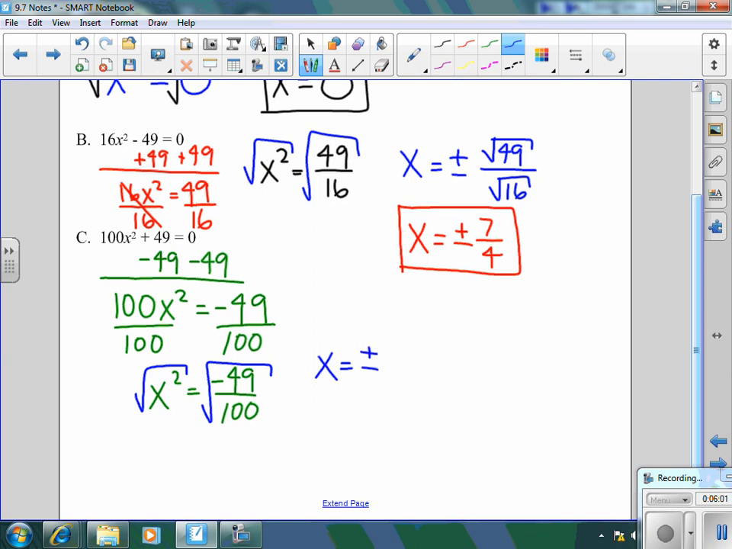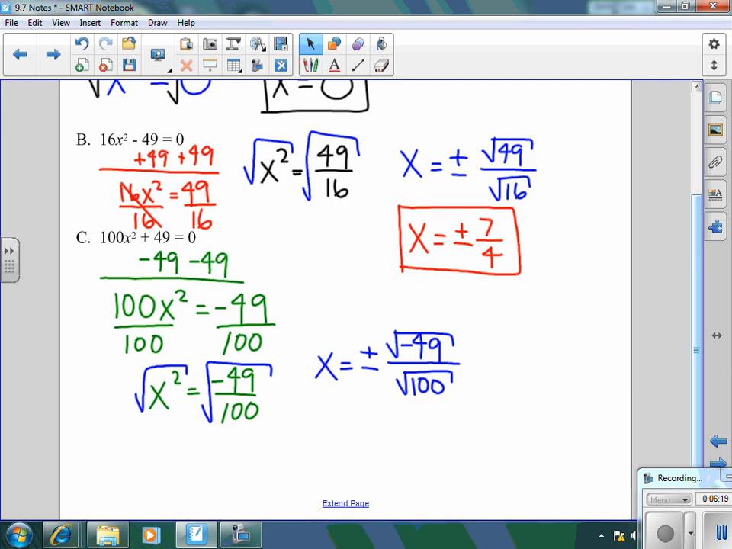And then remember that we can break this up. Square root of negative 49 divided by the square root of 100. Hopefully you saw this coming, but remember we cannot take square roots of negative numbers just yet because we don't know about imaginary numbers. So if you get this far and you are taking the square root of a negative, we can stop. And the answer is no solution.